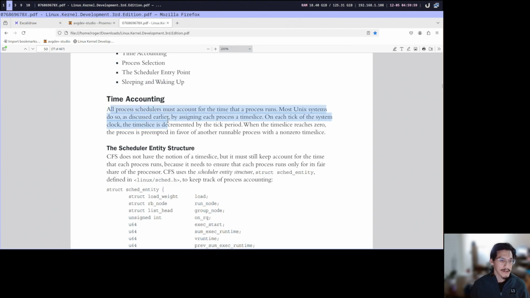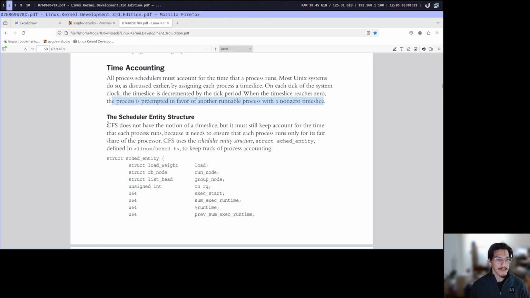All process schedulers must account for the time that a process runs. Most Unix systems do so, as discussed earlier, by assigning each process a time slice. On each tick of the system clock, the time slice is decremented by the tick period. When the time slice reaches 0, the process is preempted in favor of another runnable process with a non-zero time slice. That's interesting, there's an opportunity for logging right there. So, okay, there's a tick.